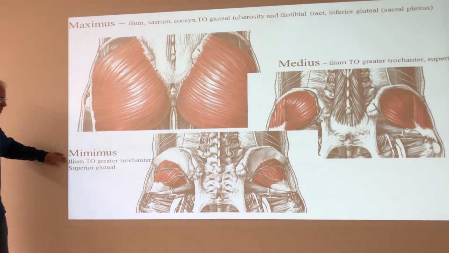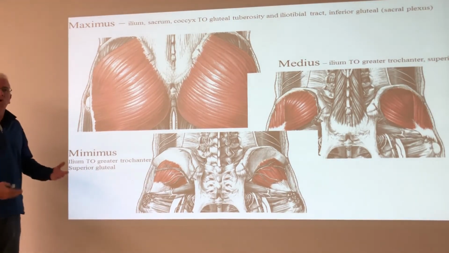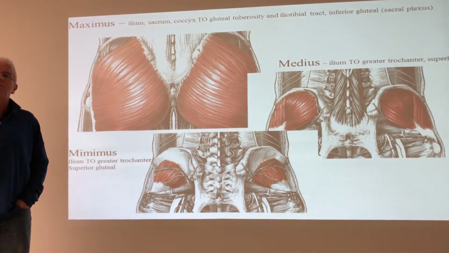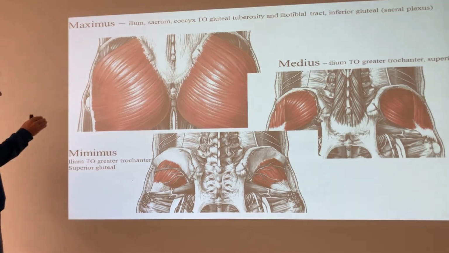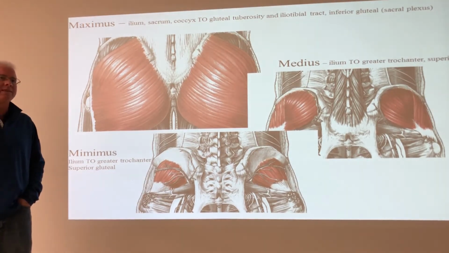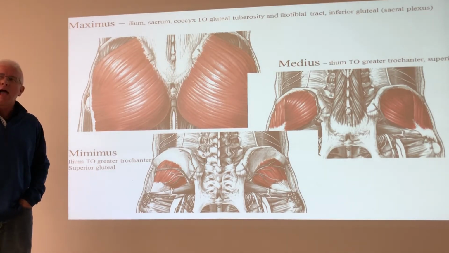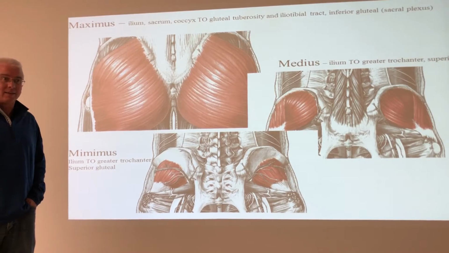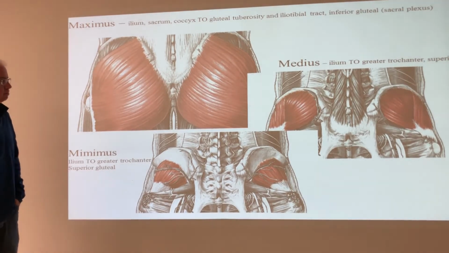And look at the attachments here. The minimus has the same attachments. So how in the world is a person reading the attachments of the gluteus medius and the gluteus minimus to know that these are two different muscles when the attachments are identical? How would you teach someone that? One's deep. Exactly. So the minimus is deep to the medius. They have the same attachments on the ilium.